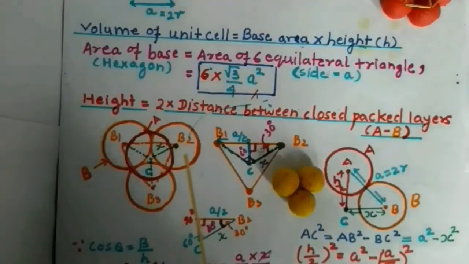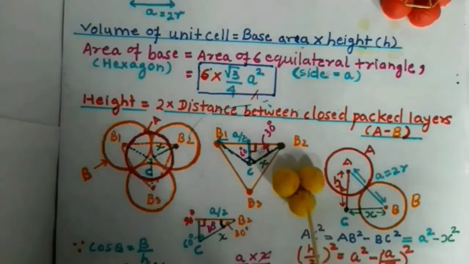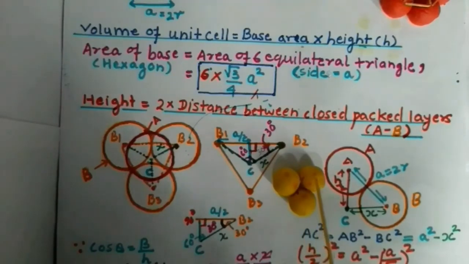Now this figure represents the three yellow spheres present in the second layer. Here these three spheres are present in the second layer. When the centers of these three spheres are joined together, an equilateral triangle will be formed, and we have to find out the position of this centroid from the center of this sphere.